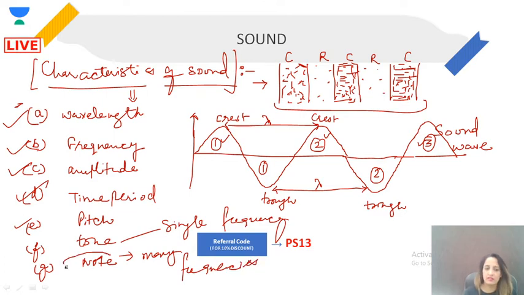Sound, if we have, that is called a note. So when we listen to a song, when we listen to some music, that is a note, and tone is just one single frequency. Okay, so this was quickly all about the sound that I have covered.